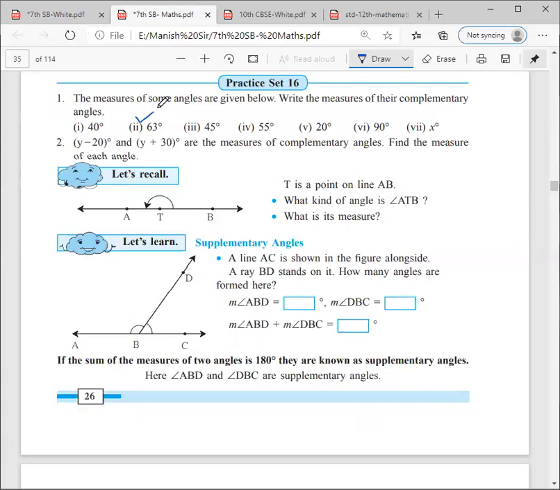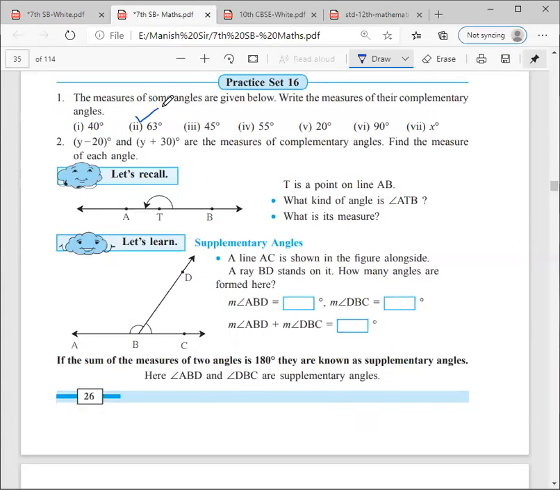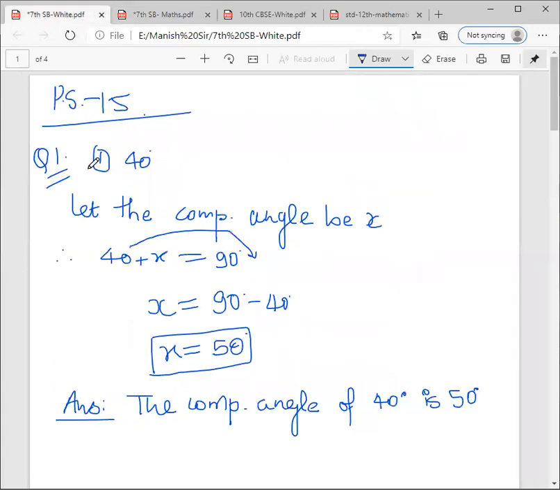Question number 2, that is 63. Start solving 63. I'm giving you 1 minute. Listen carefully to what I'm saying. As I have written the solution, you have to write in a similar manner each and every step. See, it is very easy.